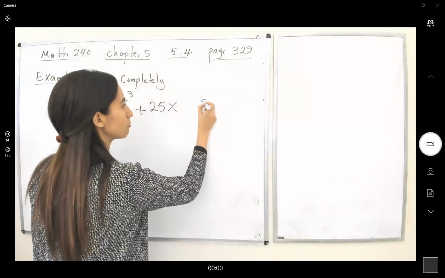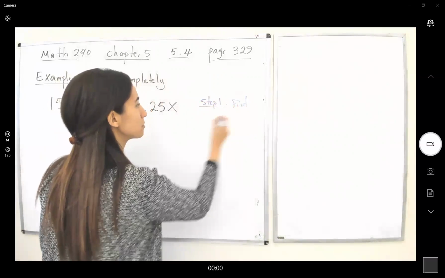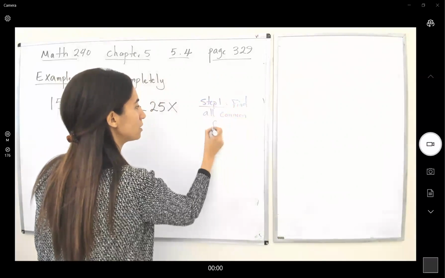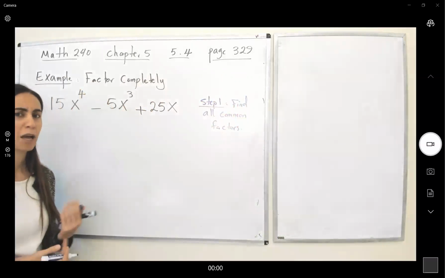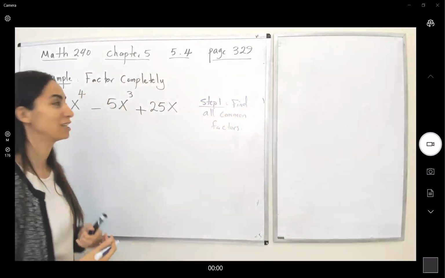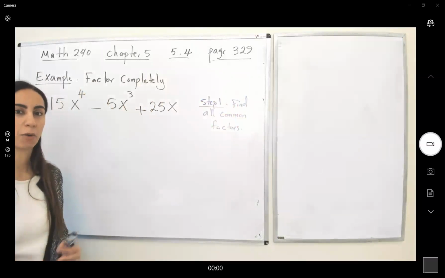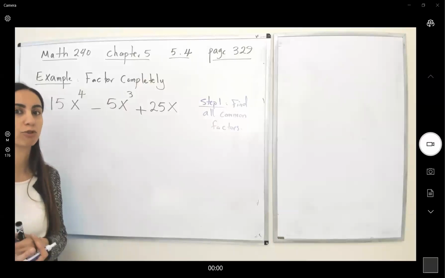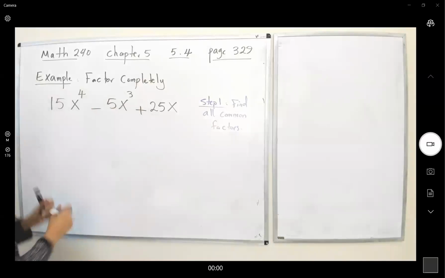So step 1, find all common factors. What do I mean by that? What is repeated in all of these terms? What is the number? What is the variable? And what is the exponent for that variable? Let us break each of these down.